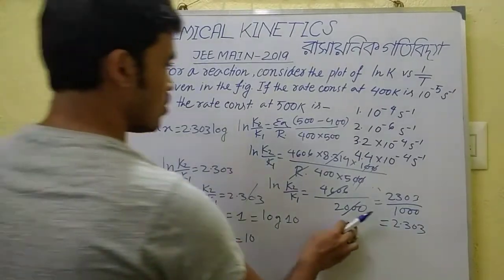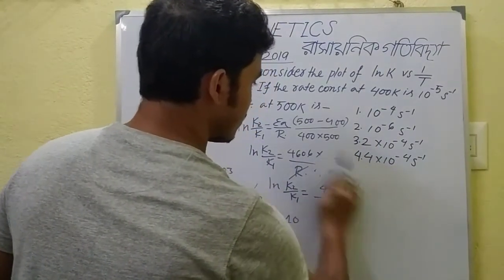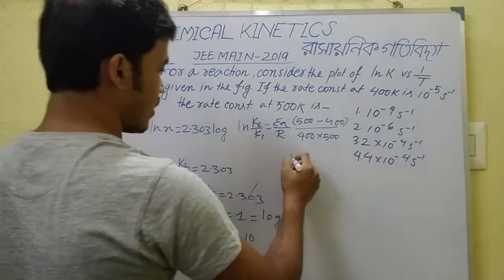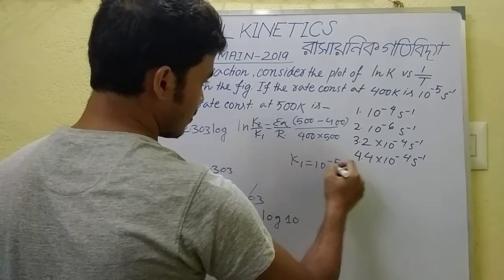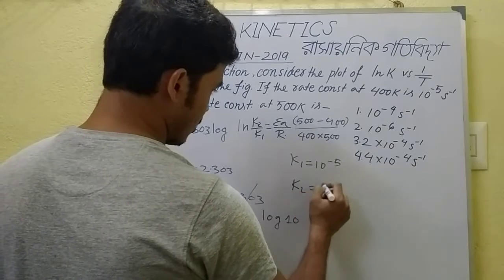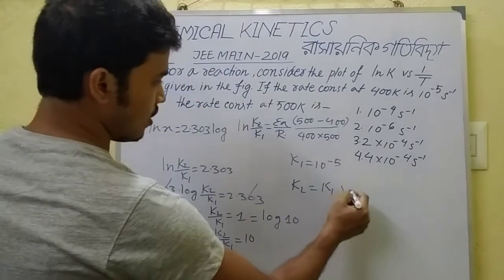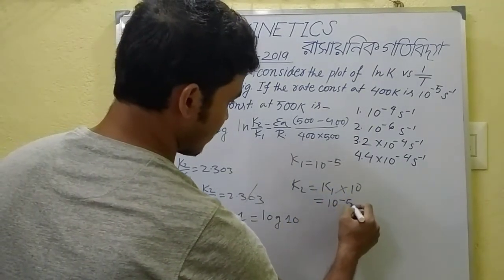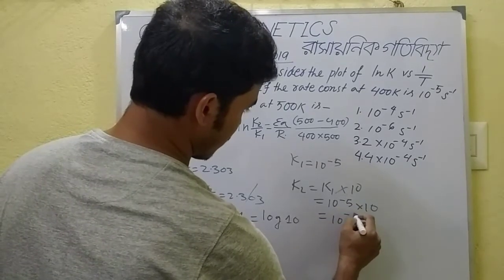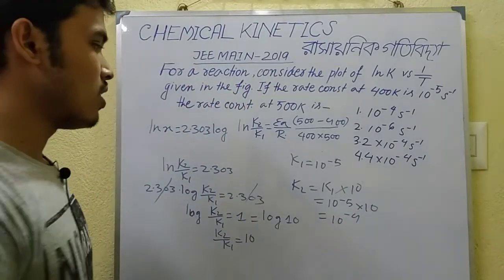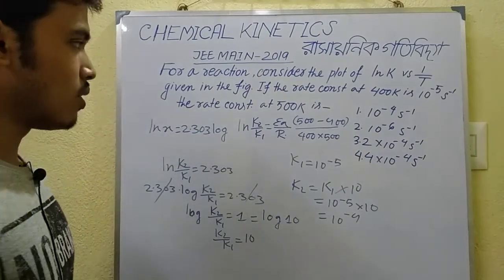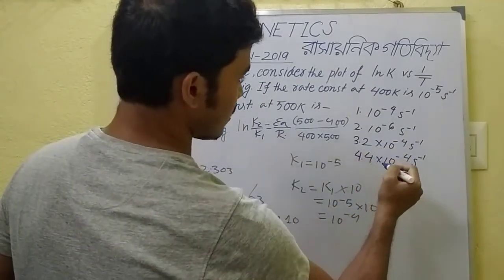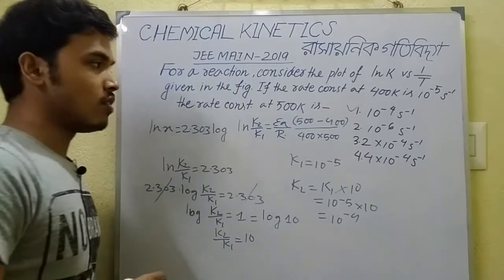Okay, so we are almost done. See, k2 by k1 is equal to 10, and you are given k1 is equal to 10 to the power minus 5. So k2 is equal to k1 into 10, which is 10 to the power minus 5 into 10, equal to 10 to the power minus 4. So this is the answer. Okay, so the question was not so tough. The answer is 10 to the power minus 4, that is the first option.